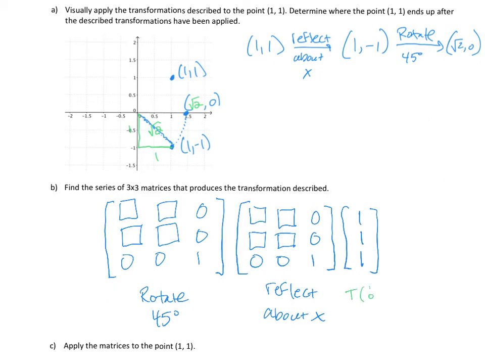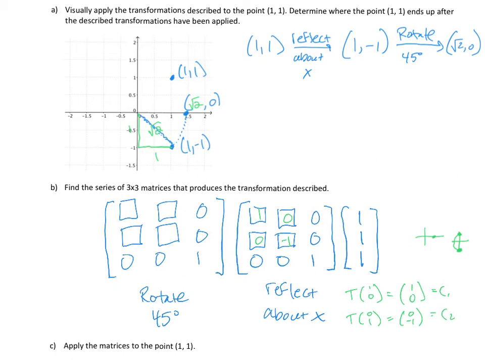T of 1, 0, when you reflect about the x-axis, if you draw it, here's 1, 0. Reflect on the x-axis, it doesn't move because it's already on the x-axis. T of 0, 1, right, 0, 1 is right here. When you reflect about the x-axis, it lands down here at 0, negative 1. This is column 1 and column 2 of my reflection matrix. So I have 1, 0, 0, negative 1.